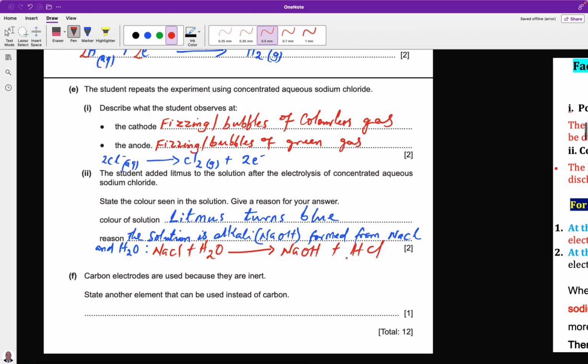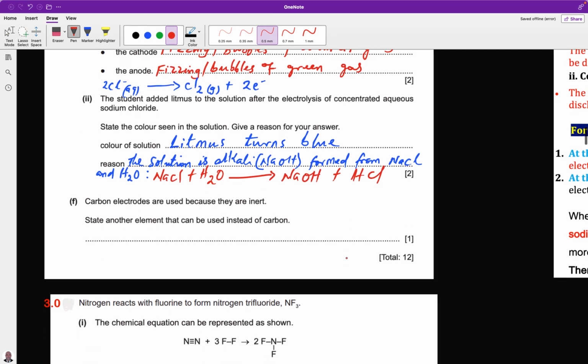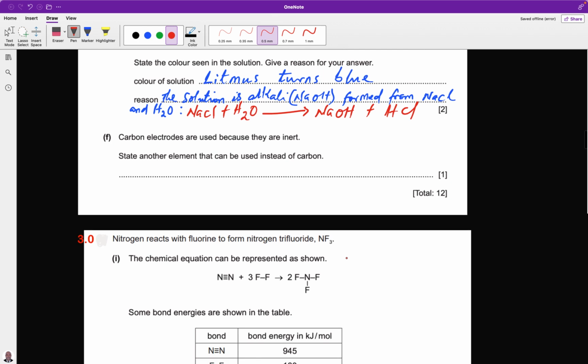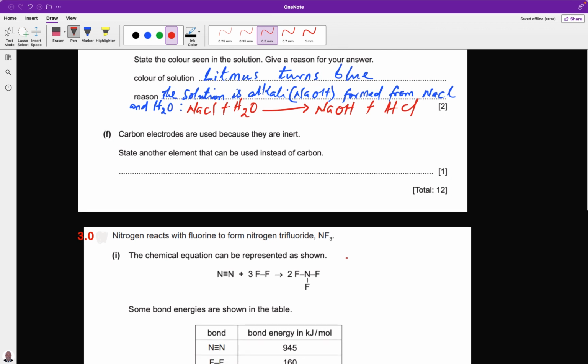Okay, let's go to F. Carbon electrodes are used because they are inert. State another element that can be used instead of carbon. Fellow learners, it should be noted that carbon electrodes or graphite electrodes are always used because they are inert, they are inactive.